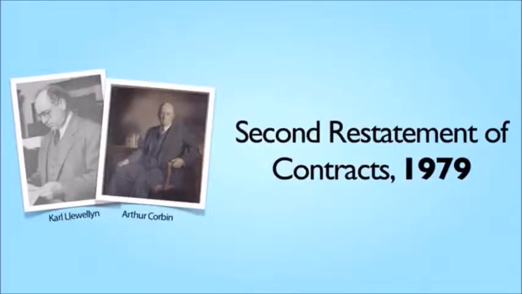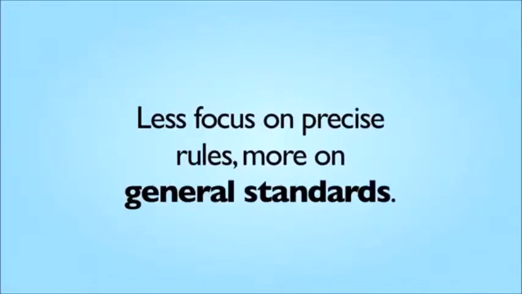The second restatement was largely the vision of Professors Arthur Corbin and Carl Llewellyn. Their philosophy of contract law was less focused on precise formulas and more informed by pragmatics. It tended more toward policy making and preferred to set standards, such as a reasonable time, rather than precise rules.